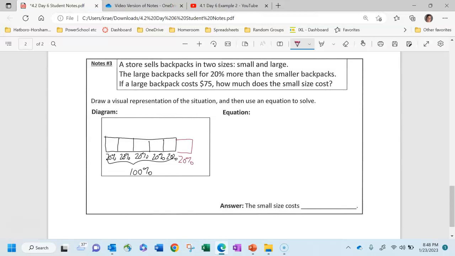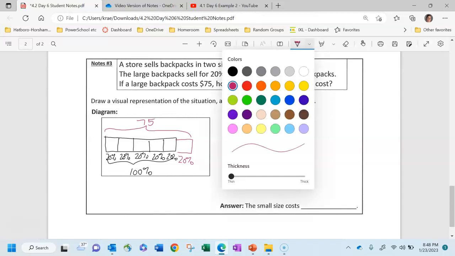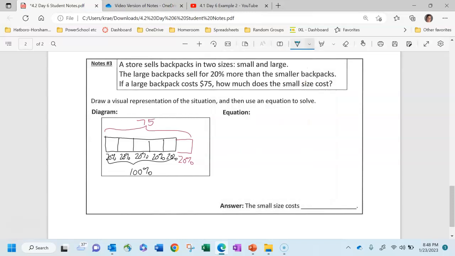And that's going to be the cost of the larger backpack, which is $75. What we don't know is the cost of the smaller backpack. That's our original amount. That can be represented by X.